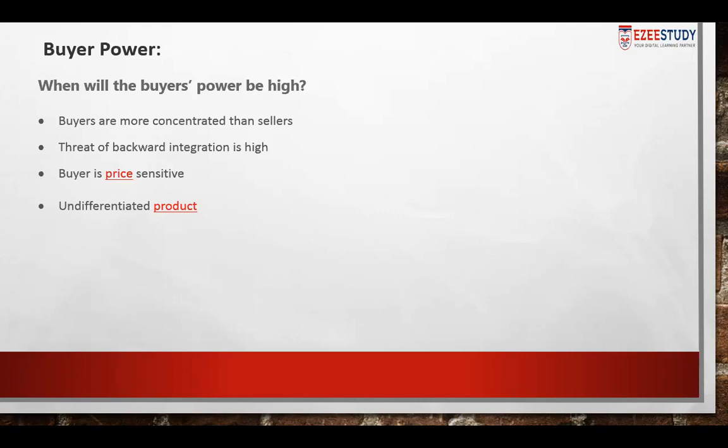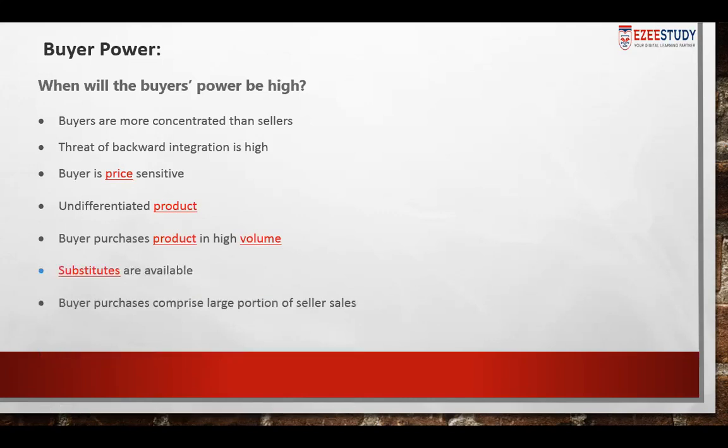Undifferentiated product. If you are selling a product that is very much the same as what is available in the market and easily available, again, that will give buyers more strength. If the buyer to whom you're selling your goods is one of your big customers, again, he will be more powerful. Substitutes are available. Buyer purchases comprise a large portion of the seller's sales, the same thing that we discussed earlier. So all these factors, if present, will give more power to buyers.